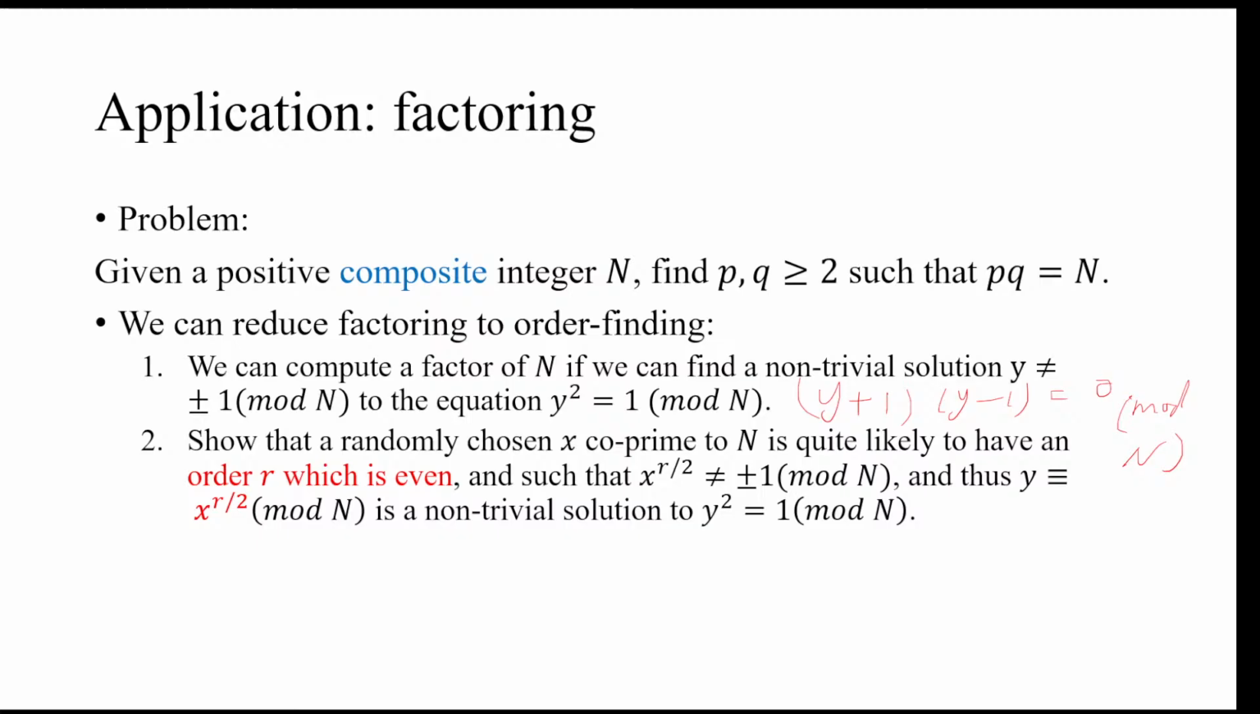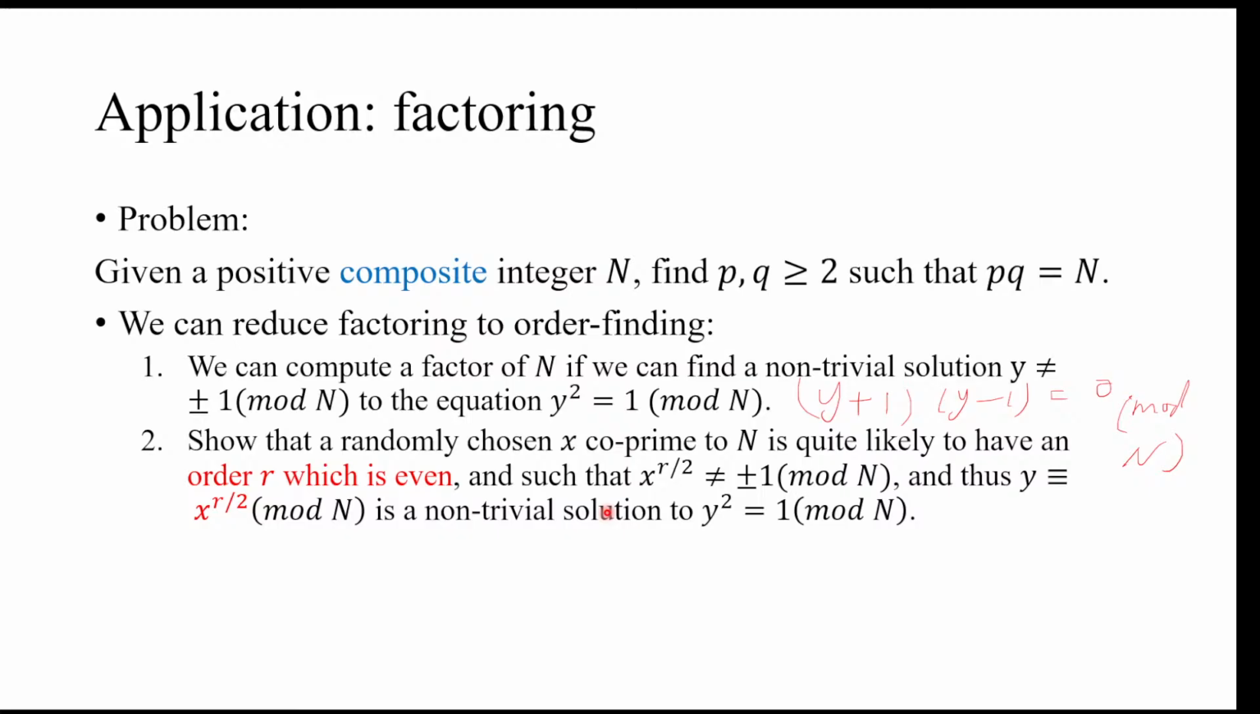But there will be some cases where this doesn't work out. So you have y plus 1 times y minus 1 equal to 0 mod n, and if none of them are 0, then you get two non-trivial factors p and q here. Okay, so that's the idea.